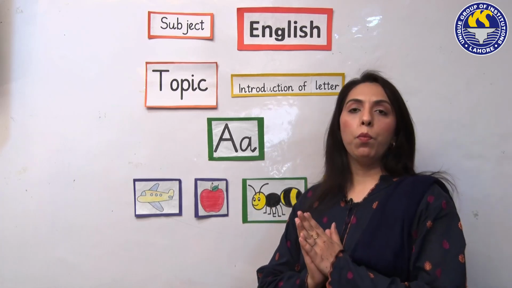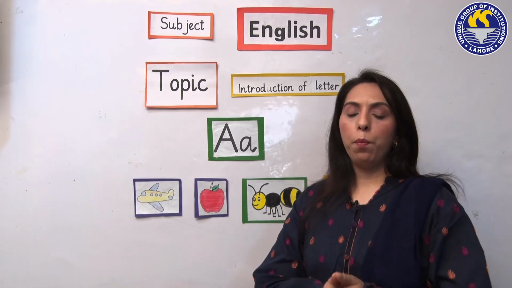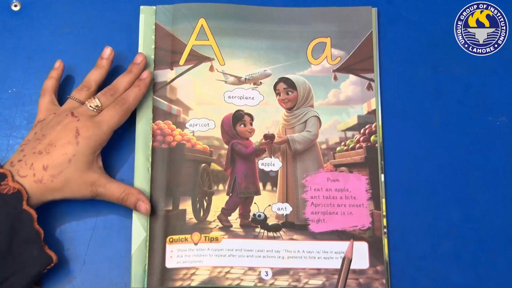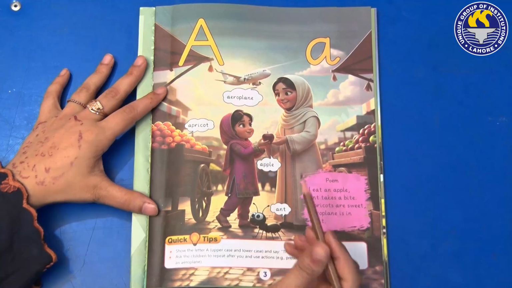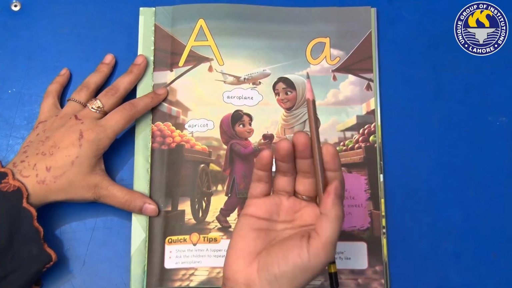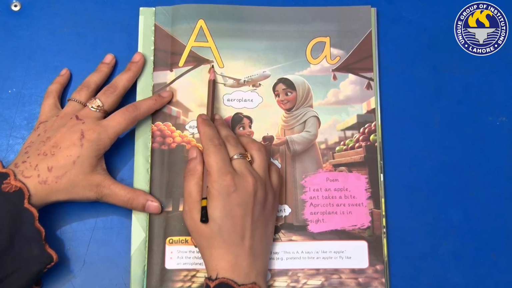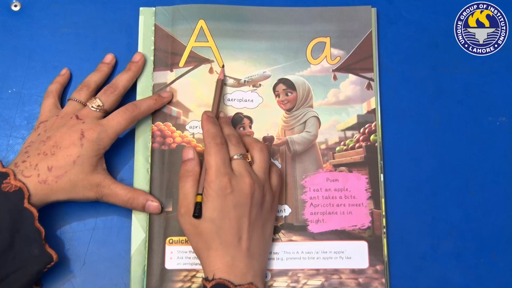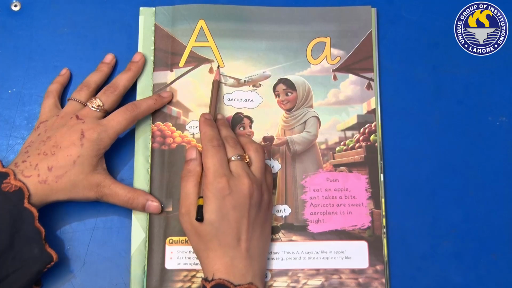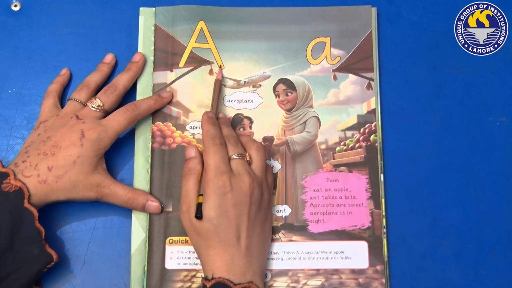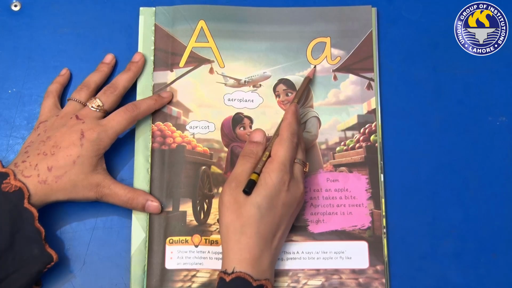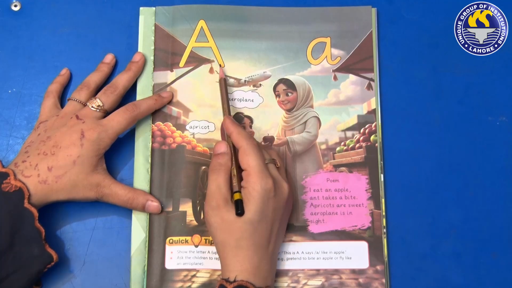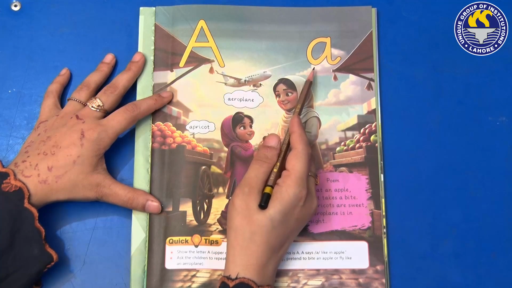Now we will move towards our book and there are more pictures related to this letter. We will read here together. Okay students, open your book of English and page number 3. Letter A. आज हम क्या सीख रहे हैं? लेटर ए. कौन सा लेटर है? अपर केस लेटर ए एंड दिस इज लोअर केस लेटर ए. ये कैपिटल लेटर ए है और इसको स्मॉल लेटर ए कहते हैं और दोनों का साउंड सेम है.